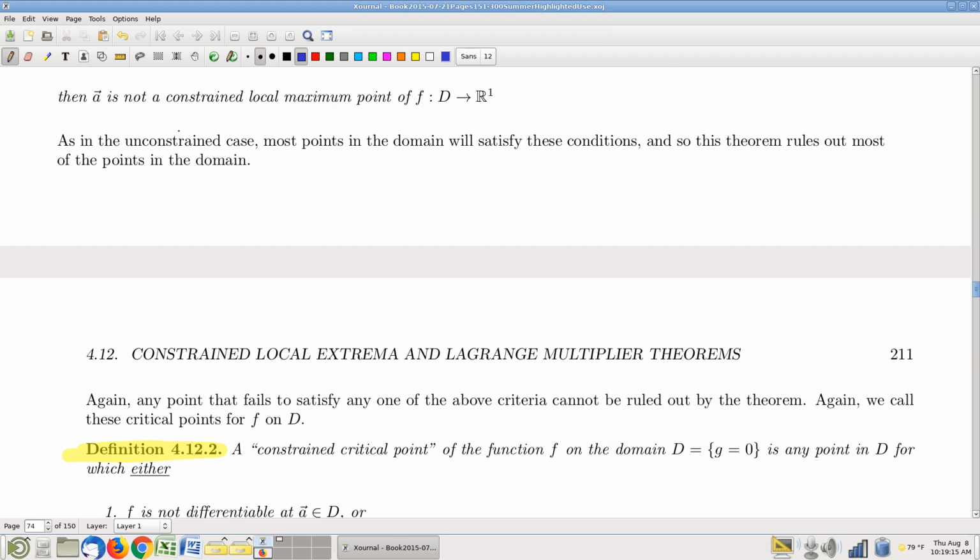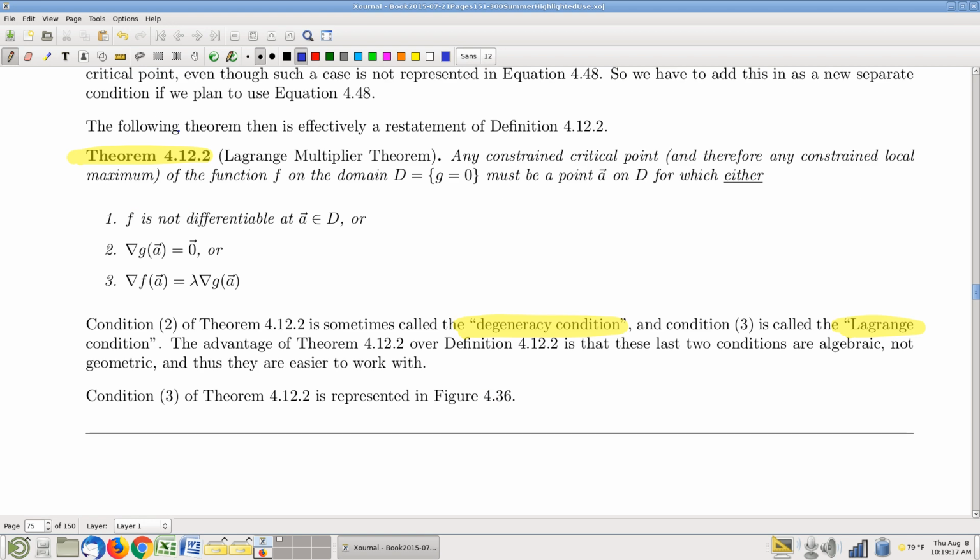Now I'm going to skip over some of the discussion and cut down to the punchline. Here are kind of those two conditions. Let's see here. Firstly, differentiability. If the function fails to be differentiable, critical point, right? Differentiability is important. If you don't have differentiability, you can't eliminate anything.